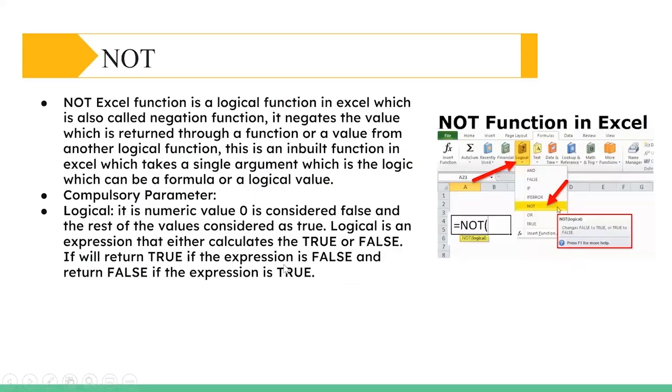Quickly going to NOT. After NOT I'll take you to the practicals. The NOT function is a logical function in Excel, which is also called the negation function. Why negation function? Because it negates the value which is returned through a function or a value from another logical function. This is an inbuilt function in Excel which takes a single argument, the logical, which can be a formula or a logical value. The numeric value 0 is considered false, and the rest of the values are considered true. Logical is an expression that calculates to either true or false. It will return true if the expression is false, and return false if the expression is true. That is what the NOT condition is.